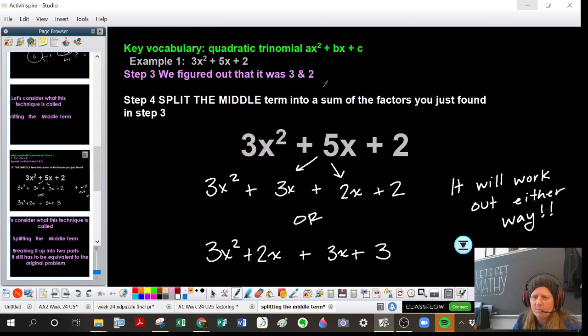Here's where we split it. We can see that 5x is the sum of 3x plus 2x. And again, we got that 3 and 2 because those were the factors of 6 that added up to 5. You could also write it as 2x plus 3x. It'll work out either way. This is so cool.